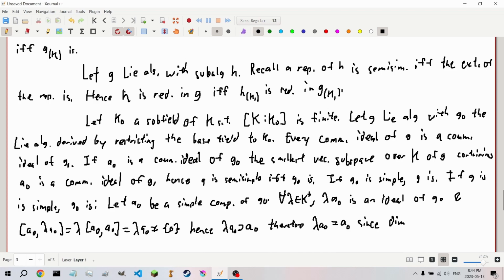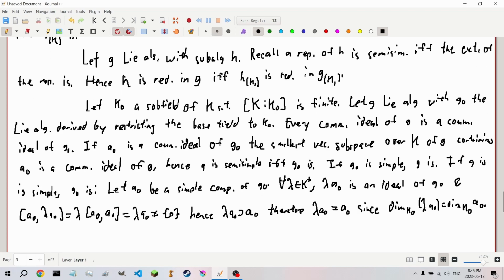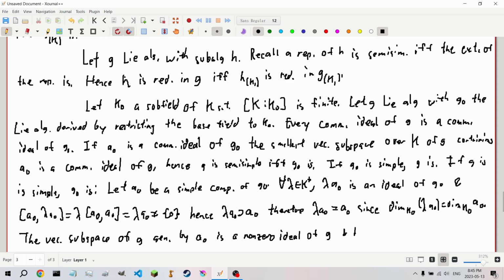Since the K naught dimension of lambda A naught is the K naught dimension of A naught, the vector subspace of G generated by A naught is a non-zero ideal of G and hence is G. And that is the proof of our assertion, and that is the end of our chapter.